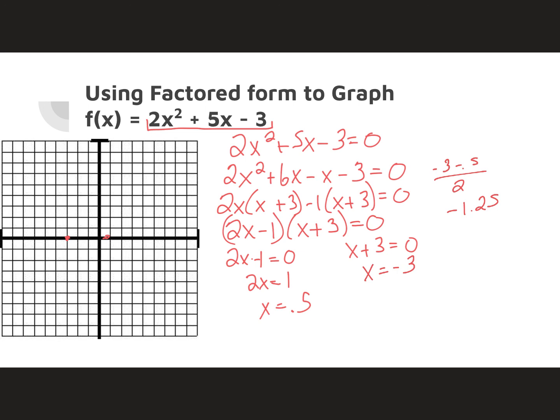If I put it into my calculator, that's my x coordinate. My y coordinate for that would be negative 6.125. So the vertex is at negative 1.25 and negative 6.125, about 6: 1, 2, 3, 4, 5, 6. About right there. And then again, I'm just going to draw my U.